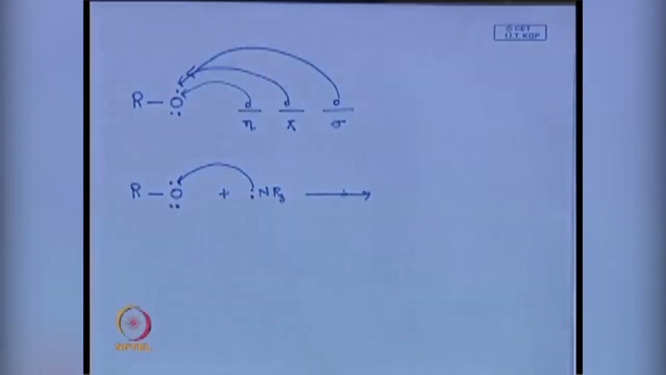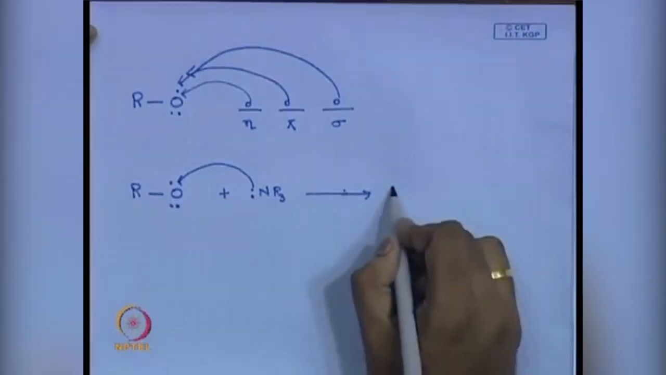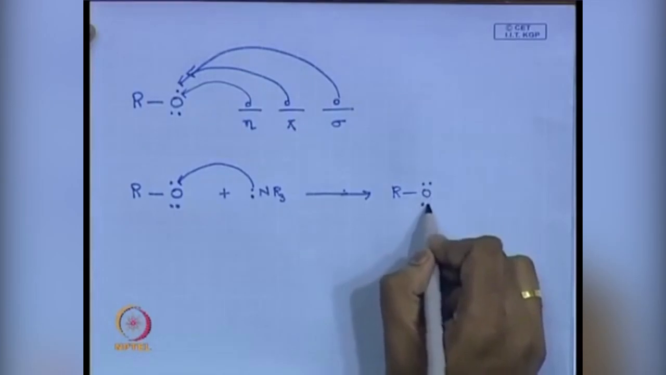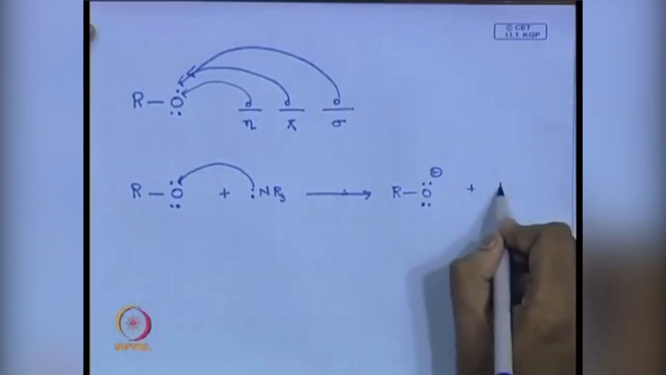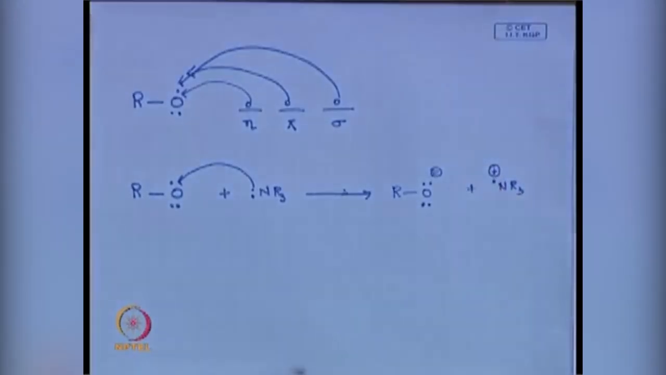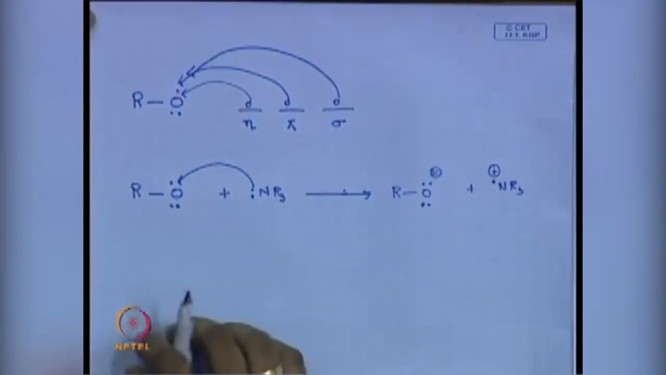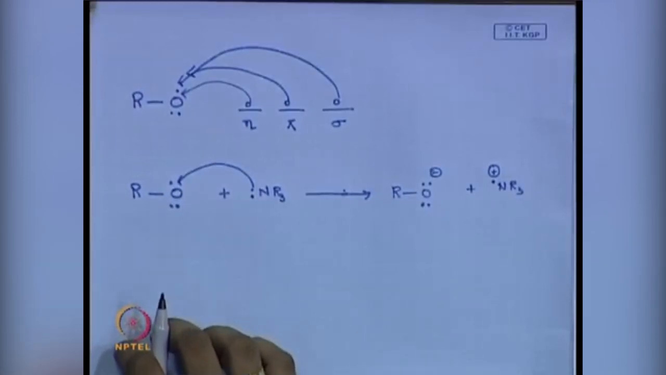It can abstract an electron from your nitrogen, right? This non-bonded electron it can take. So, you can get R. So, what is this reaction called? What do you call this reaction? Acid base? Yeah, you call it an electron transfer reaction.